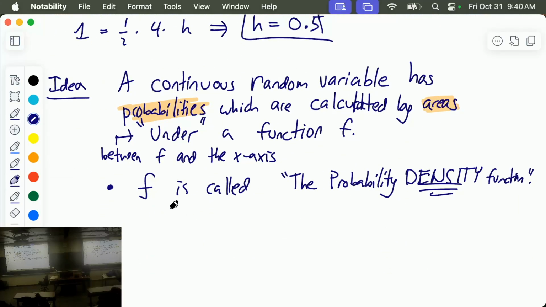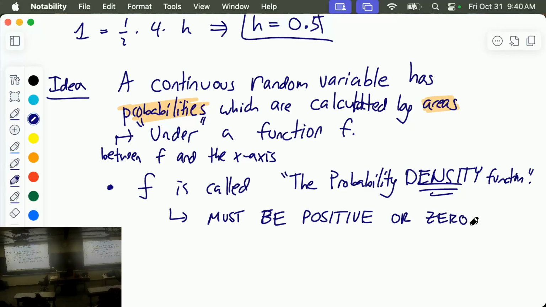Here are some facts about f. It must be positive. You can't have any negative numbers. I guess, let's say positive or 0. It can be equal to 0. That would mean there's probability 0 chance of something happening. We've seen that a lot. f has to be positive or 0, and the total area of f must be exactly 1, just like we saw before.